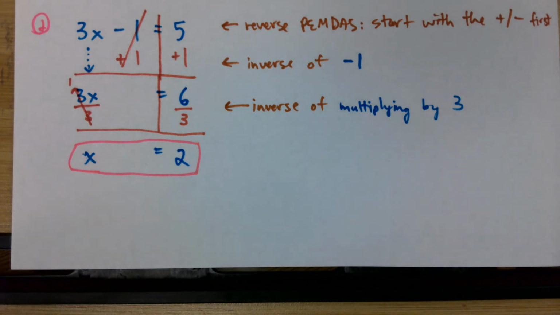Give me a thumbs up if you see how we got x equals 2 here, for example D. Oh, only a couple people. Okay.